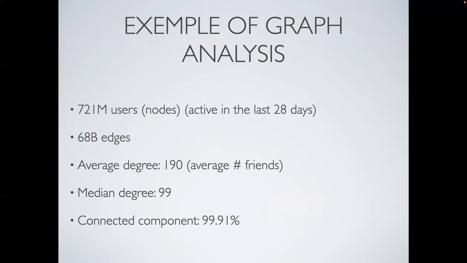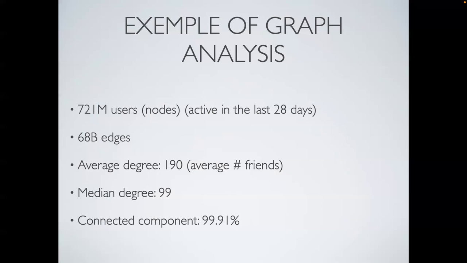So first they start by counting the number of users. At that point it was only 700 million users active in the last 28 days. Now it's more like 2 billion, I think. Well, it depends how you count and if you trust their numbers or not. But at that point, it was something like that. 68 billion edges, an average degree of 190. Here the nodes are active accounts, and edges correspond to friendship. So this tells you that on average on Facebook, a person has 190 friends.